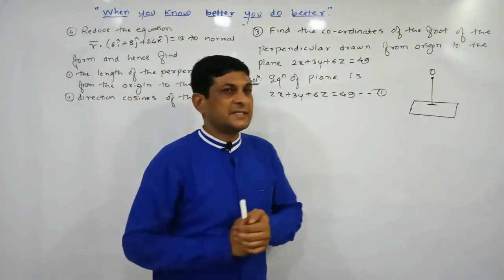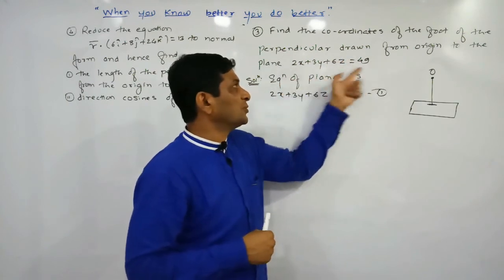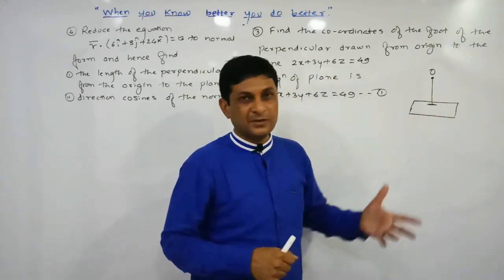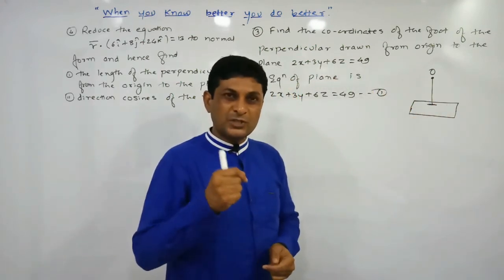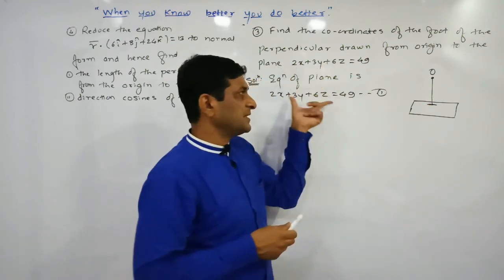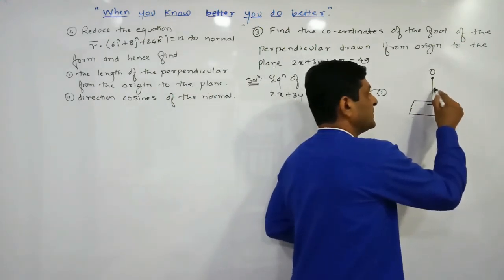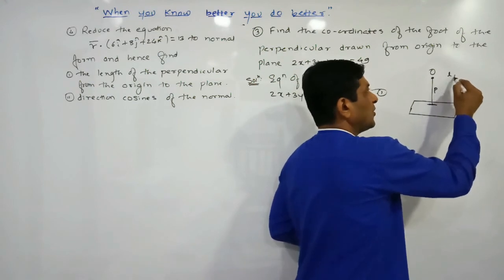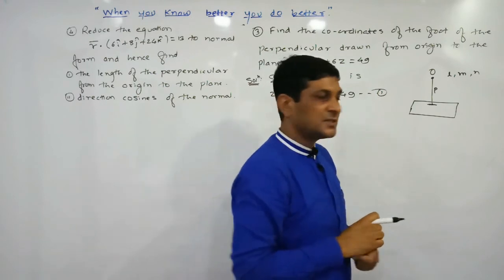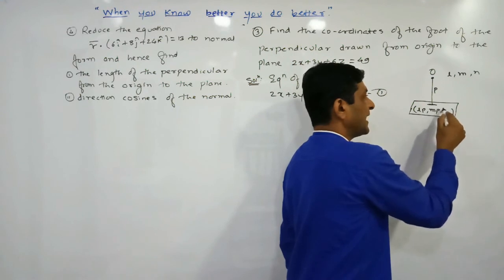See, in this third example, we are finding the coordinates of the foot of the perpendicular drawn from the origin to this plane. So let us consider this to be the origin and this to be the given plane. The question is to find the coordinates of this foot of perpendicular. Let us suppose that the distance of this plane from the origin is P, and the direction cosines of the normal to the plane are L, M, N. If these values are known to us, the coordinates are LP, MP and NP.